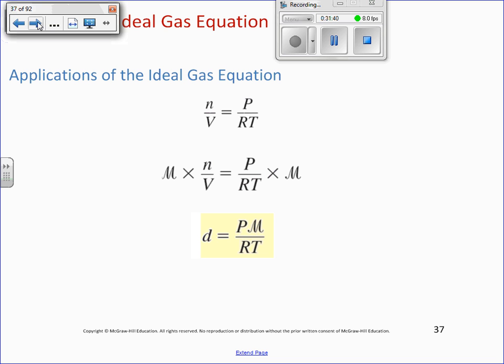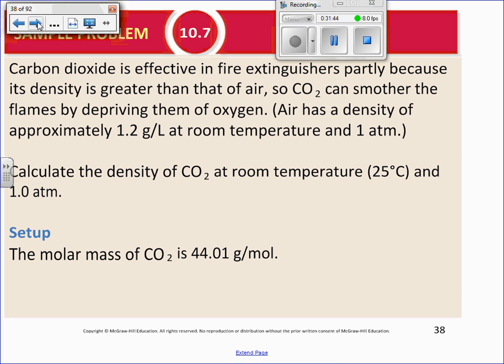So CO2, we use in fire extinguishers because its density is greater than that of air. So CO2 smothers the flames. Air has a density of approximately 1.2 grams per liter at room temperature and 1 atmosphere. Calculate the density of CO2 at room temperature and 1 atmosphere. So we look at the molar mass, which is 44.01 grams per mole, because we want to compare its density to that of air.